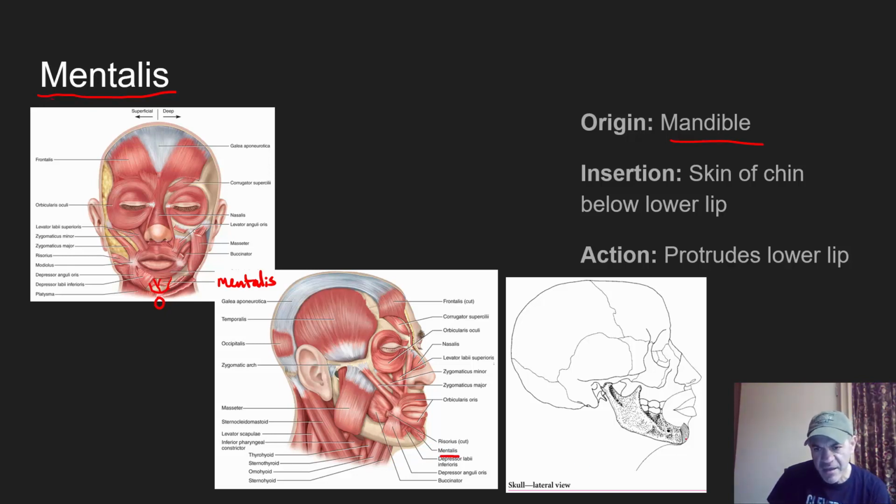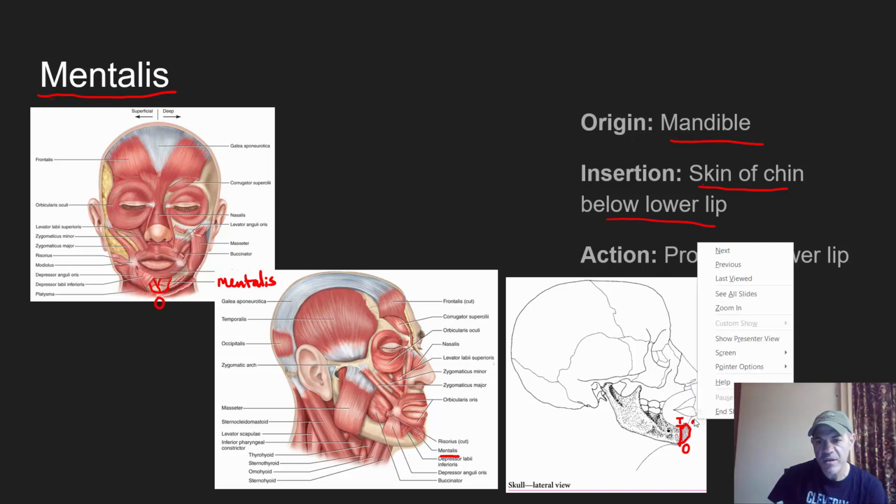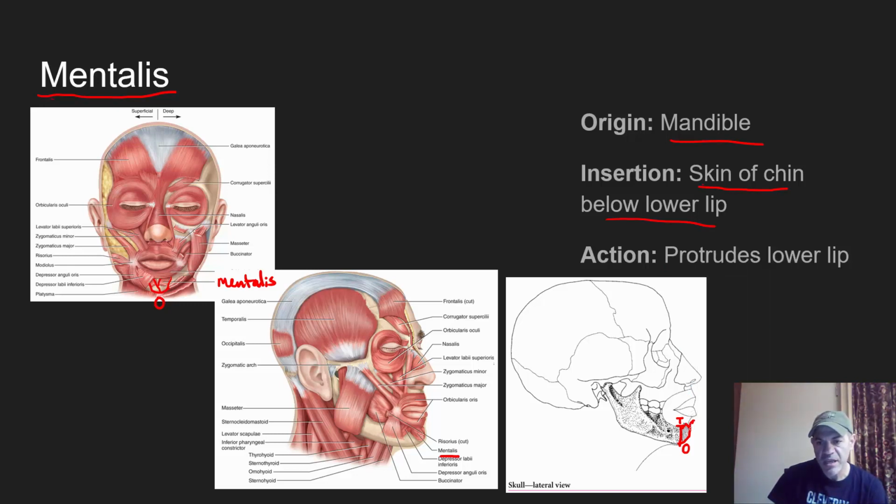Okay, and then looking from the lateral side, looking at one of the mentalis muscles, the origin again is the mandible. The insertion is going to be on the other side, and it's going to be connected to skin there of the chin below the lip, so just below the lower lip. And when this one contracts, it's going to cause the overall skin to be pulled inward on the face, and that causes the lip to be pushed outward. So the action of the mentalis protrudes the lower lip, or causes the lower lip to stick outward.